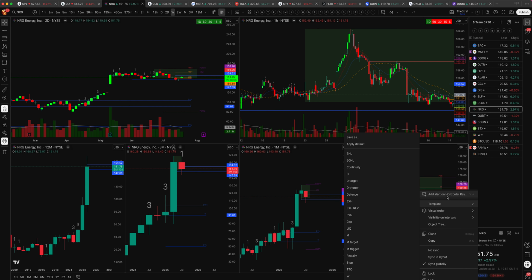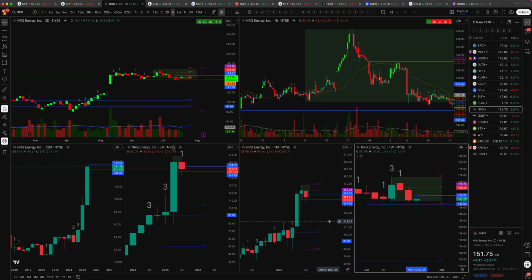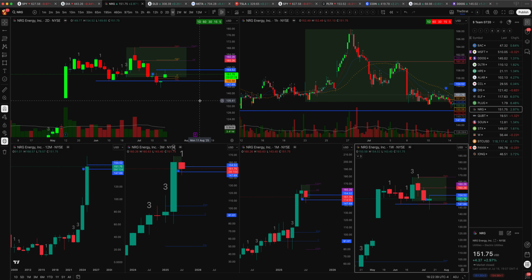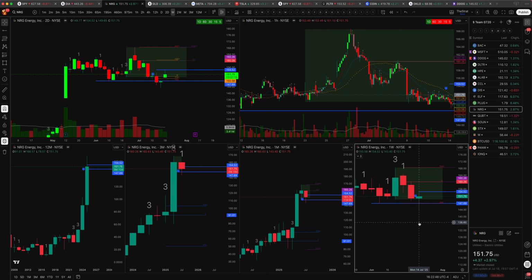XLU, like utilities? No, I'm just looking at the corner of the screen here. It says utilities, electric utilities. I tried to take energy on Friday and then I got stopped out of it, trying to anticipate for next week's setup. There's another one. I think there was VST. It was another energy play.